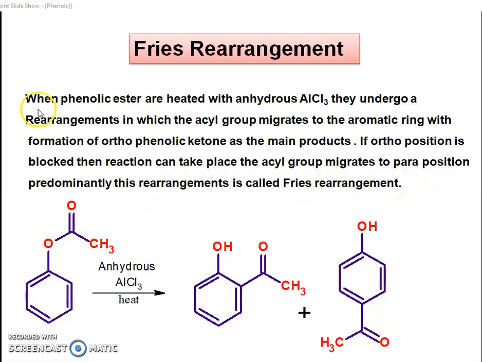Fries rearrangement means this acyl group will migrate to this ortho position. If the ortho position is blocked, then it migrates to the para position in the presence of aluminum chloride. This is called the Fries rearrangement. So the product is, the acyl group migrates to the aromatic ring, with ortho-phenolic ketone as the main product and para-phenolic ketone.